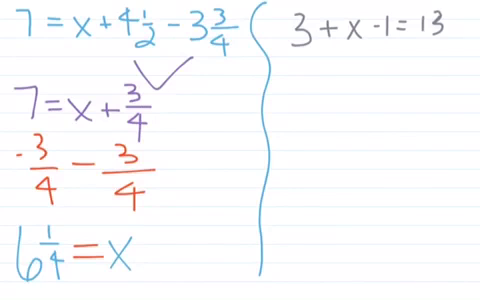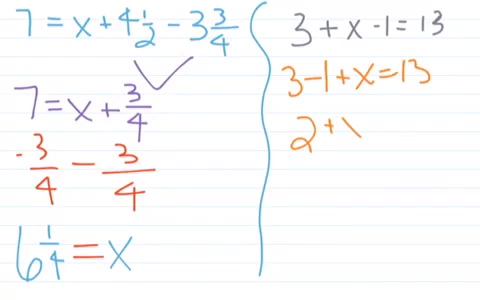Find a good color. Okay, so we have 3 plus X minus 1 equals 13. Okay? Can we combine any like terms on our right or our left side of the equal sign? Very good, we can. We can combine 3 minus 1 plus X equals 13. 3 minus 1 is 2, so 2 plus X equals 13. This now turns into an addition equation where we're going to apply the subtraction property of equality.